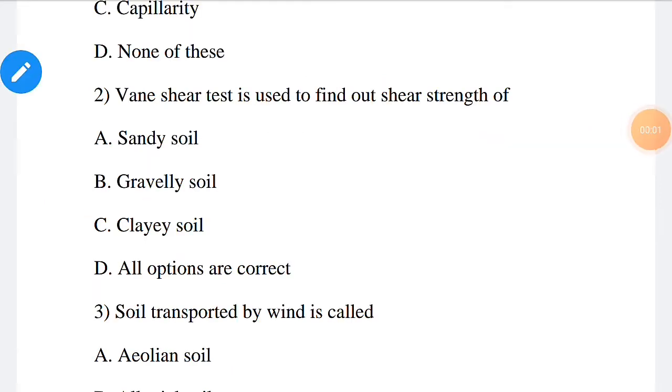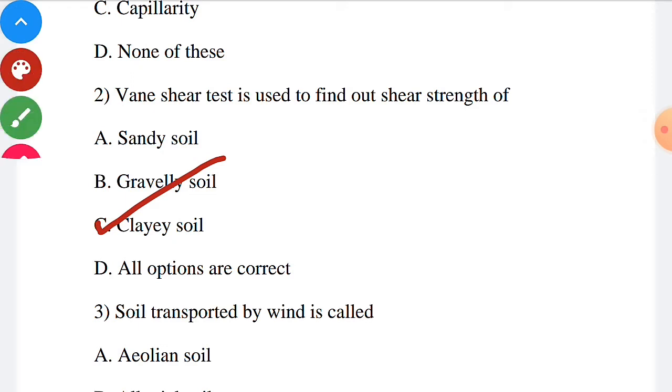Second question, vane shear test is used to find out the shear strength of. Actually, this test is best suited to fine grained soil such as soft clay, silty clay. Therefore, the correct answer for this question is option C, clay soil.